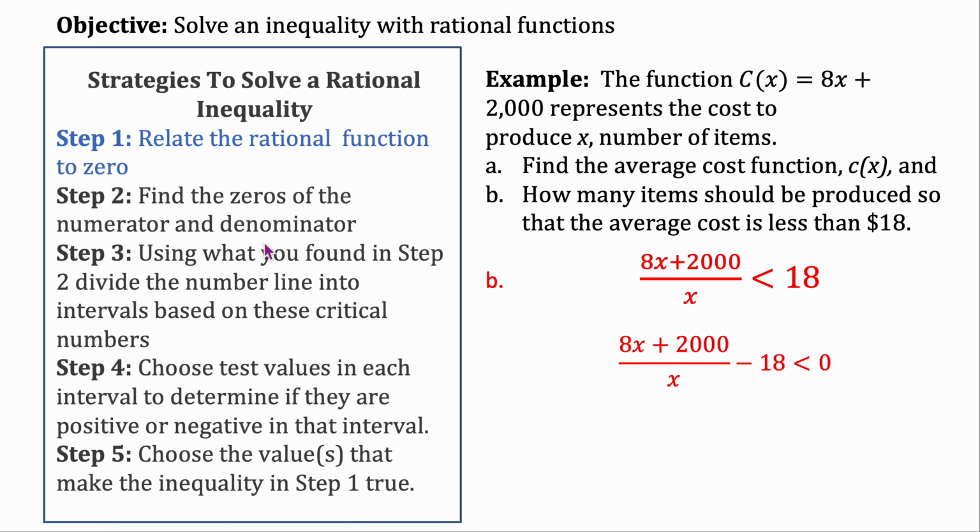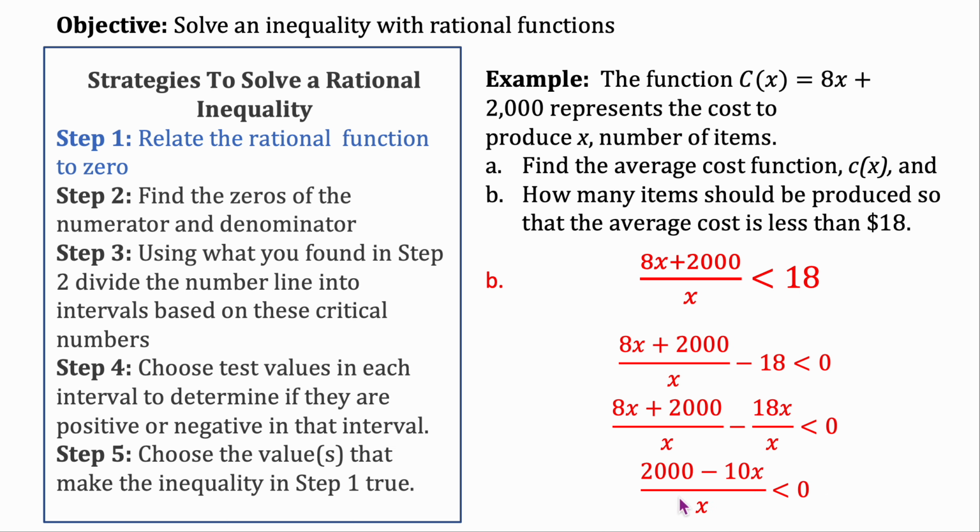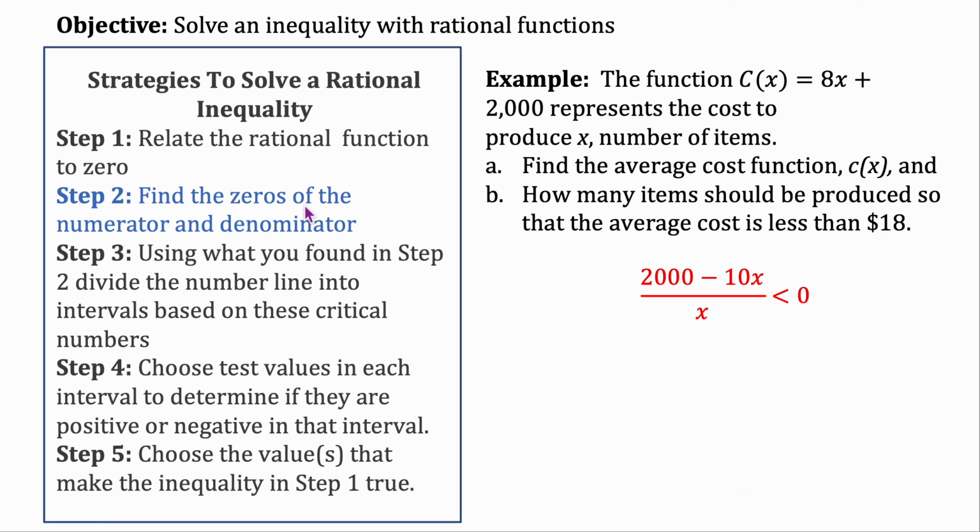Now, we need to move on to this step to solve that inequality. You're going to have to relate it to 0. So we're going to subtract 18 from both sides. We're going to need to get a common denominator of X. We are going to get it in that rational function form. So you'll notice I wrote it as 2,000 minus 10x over x is less than 0. So now we get to move on to step 2 here.